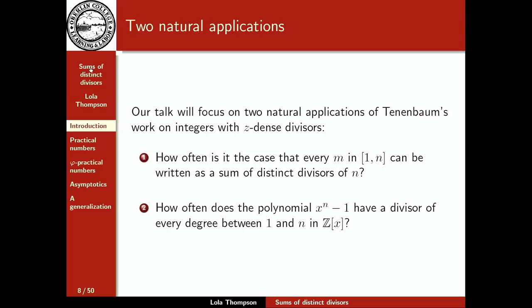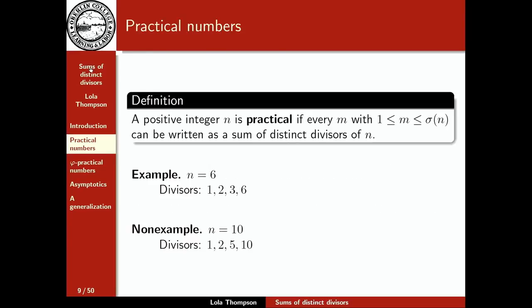And then another question that we'll talk about is how often does the polynomial x^n - 1 have a divisor of every degree between 1 and n? These questions can both be attacked using similar techniques to the ones that I mentioned, and that's what the rest of this talk will be on. So I'm going to first focus on that first question about sums of distinct divisors.